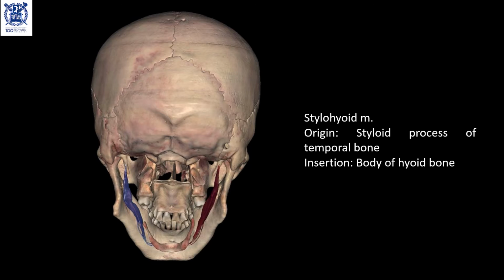The stylohyoid muscle has vascular supply from the lingual artery, a branch of the external carotid artery. A branch of the facial nerve innervates the stylohyoid muscle. Its action is to elevate the hyoid during swallowing. It functions to draw the hyoid bone backward and elevate the tongue.